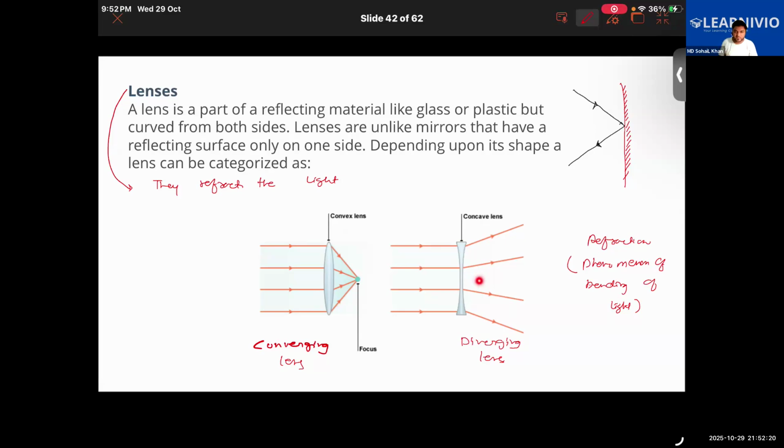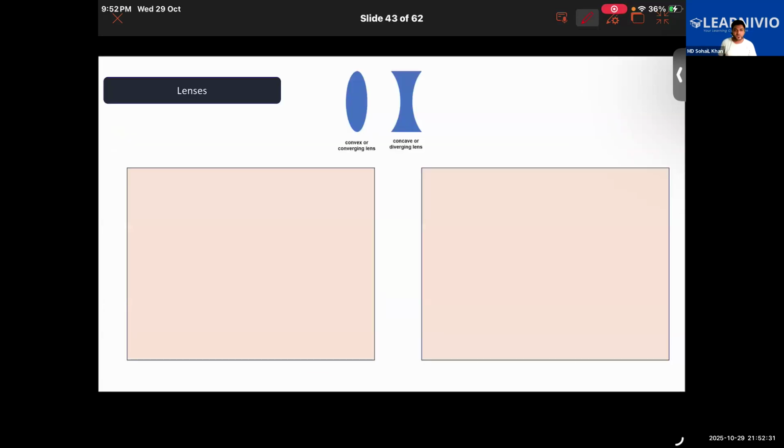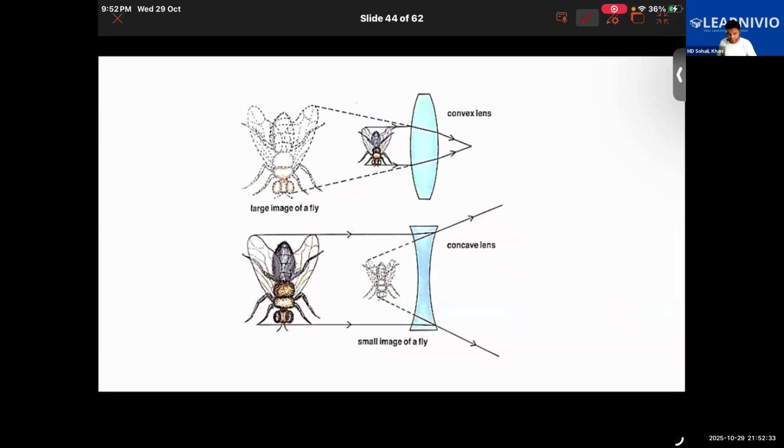In the case of a concave lens, you are seeing that the rays of light after passing through it are diverging away, spreading into different directions. So that is called a diverging lens. Okay. Now let's learn about the property also, like what kind of images are formed by the concave as well as the convex lens.